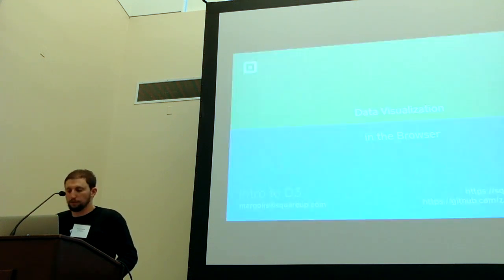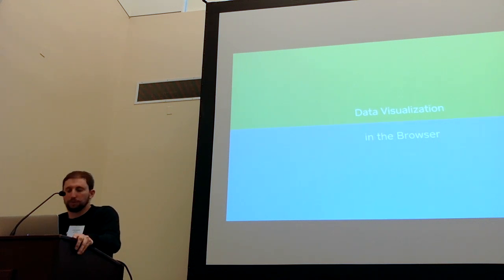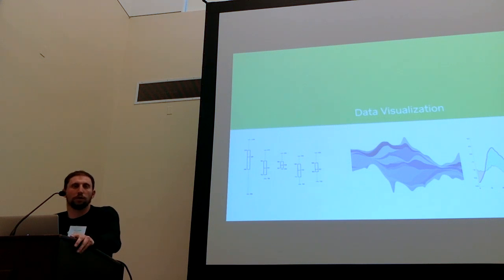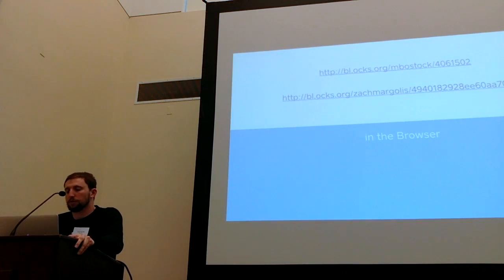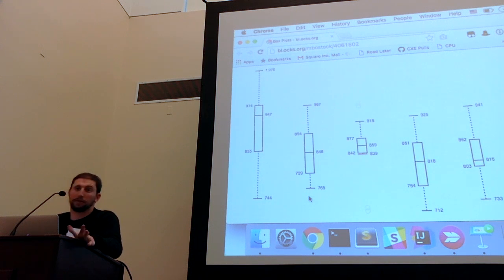So quick, what is D3? D3 is a library that will help us with data visualization in the browser. And what do we mean by that? Data visualization is looking at charts, looking at lines, looking at all sorts of different stuff, looking at data, and it's in the browser. And so that means it's potentially interactive, right? So here's an example of a box plot that moves, and it's basically just up in the browser.